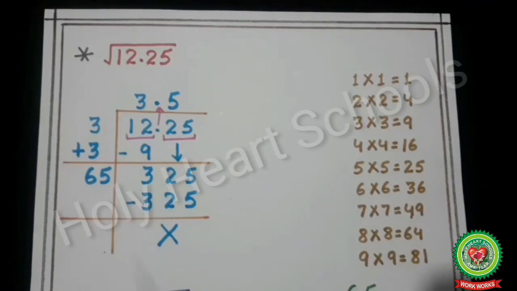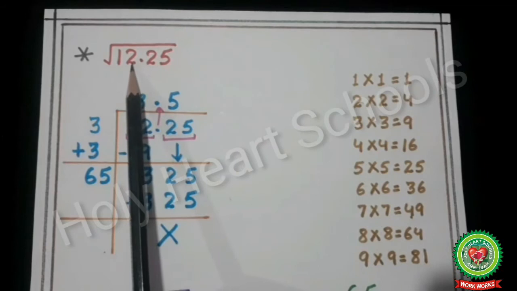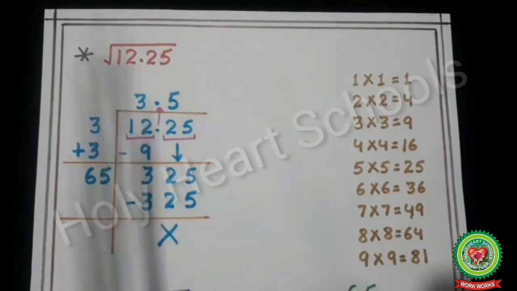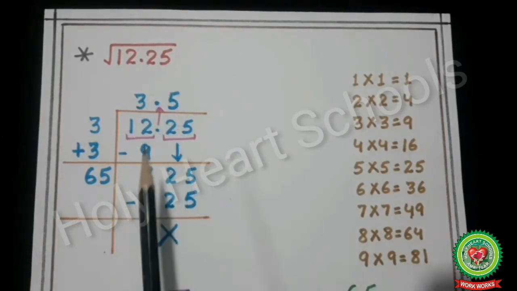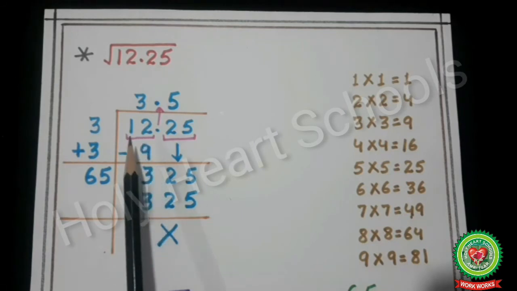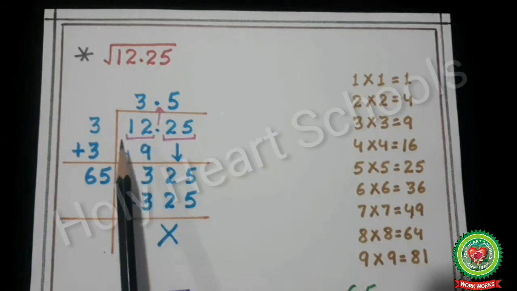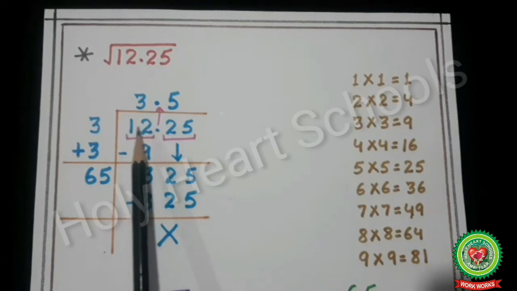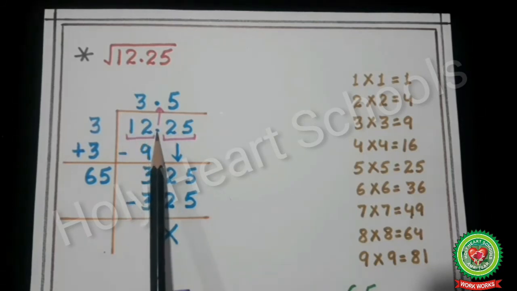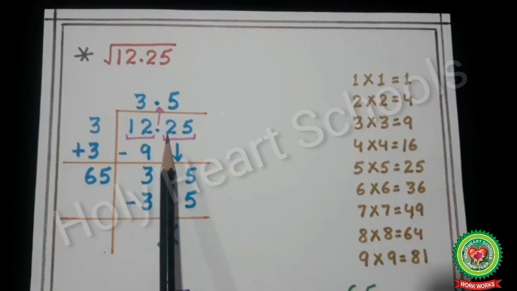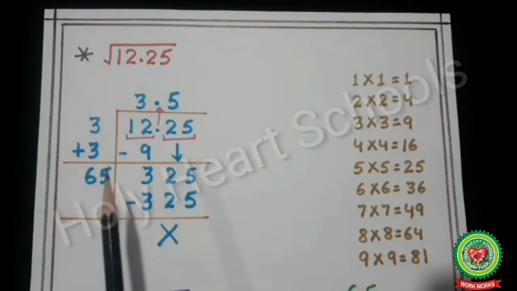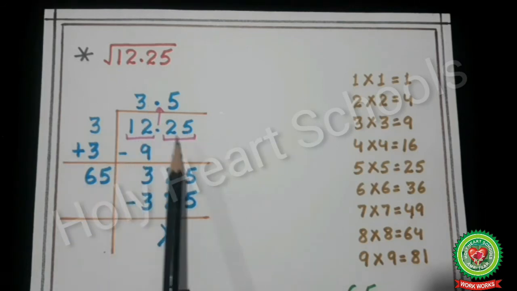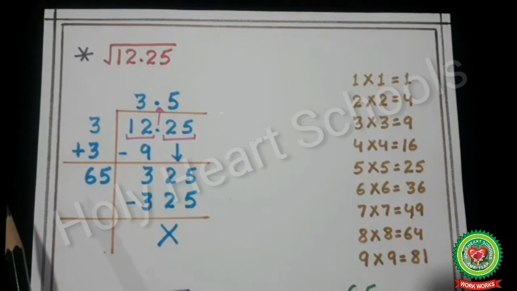Let's solve one more example. Here our second example is square root of 12.25. So let's start solving step by step. We know the first step is pairing. Before the decimal, pairing should be done from right towards left, as 2, 1 first pair. After the decimal, pairing should be done from left towards right, as 2, 5 first pair. So we are having 1, 1 pair on both sides.